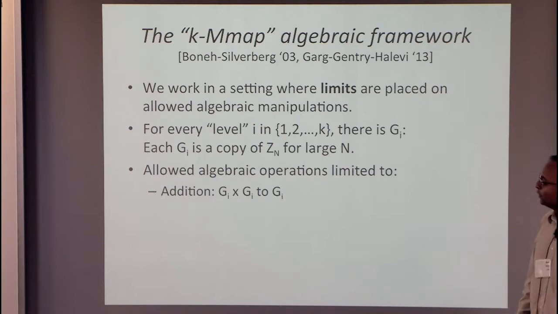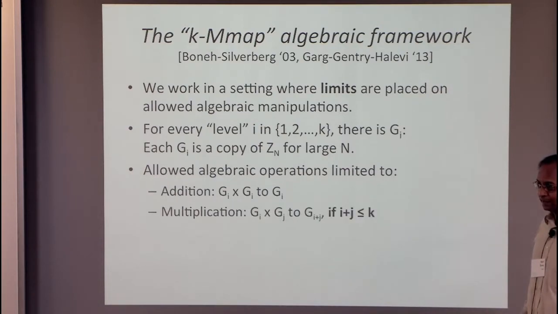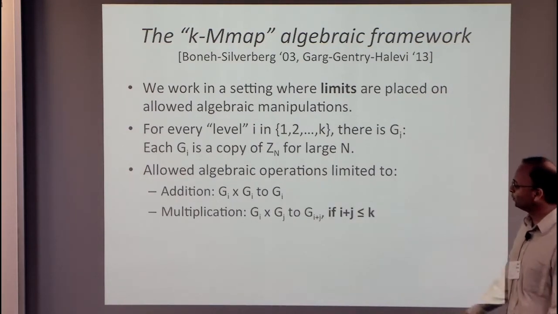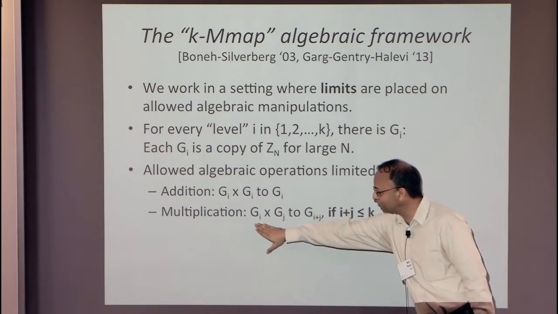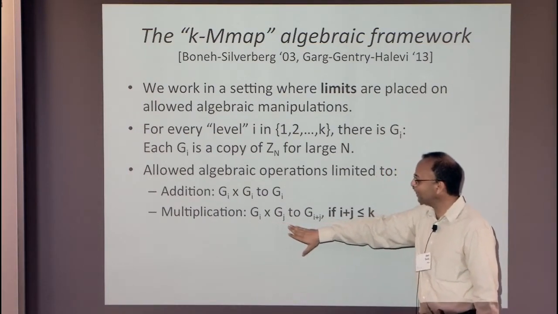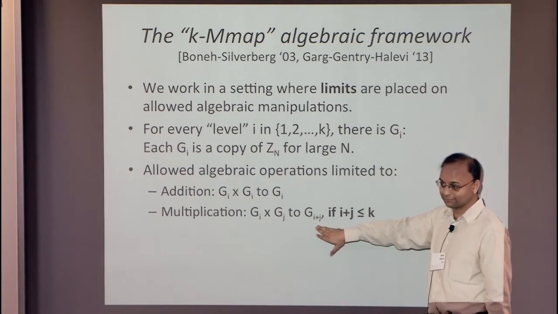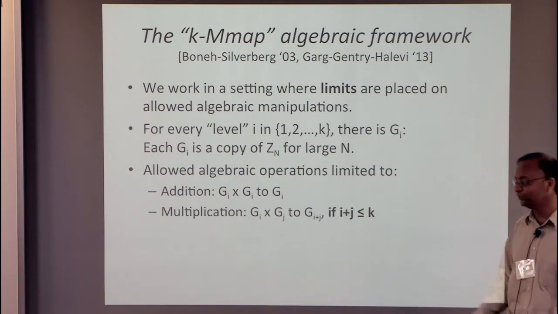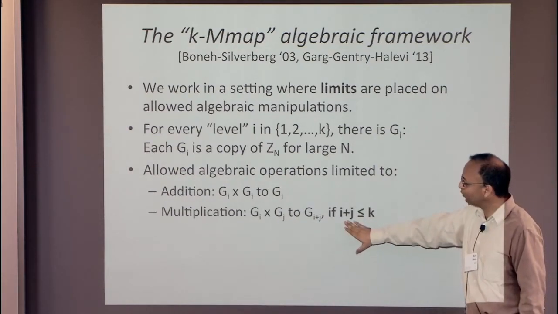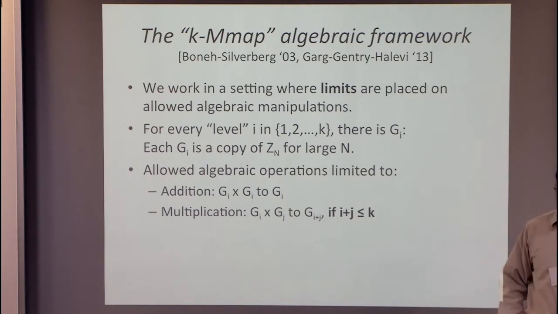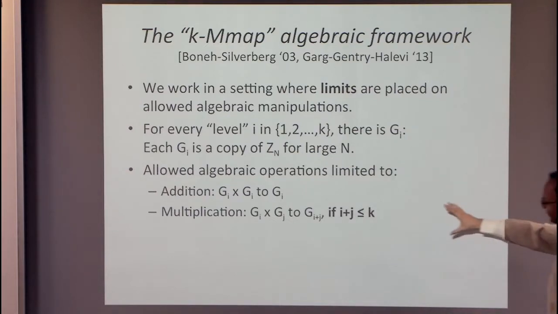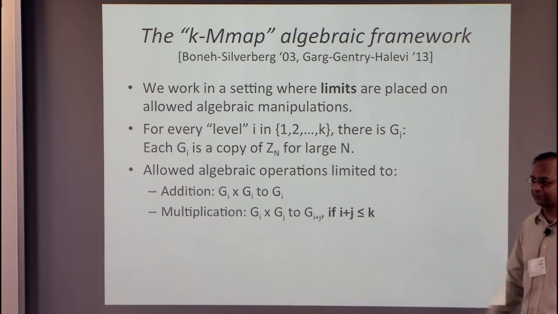Okay? You can also multiply across the levels. So you can multiply an encoding in Gi and an encoding in Gj and wind up in Gi plus j with an encoding again in Gi plus j. But this is allowed only if i plus j is at most k. Okay? If it goes beyond that, then you're not allowed to do these kinds of multiplications, and that's critical.